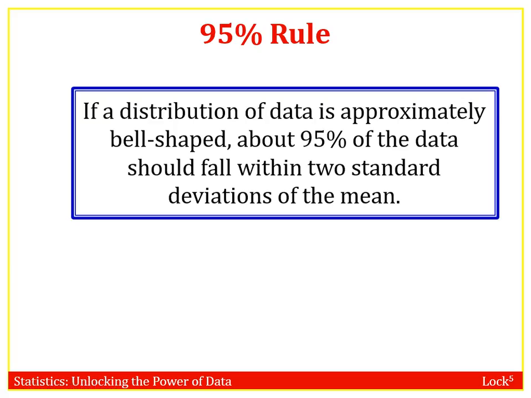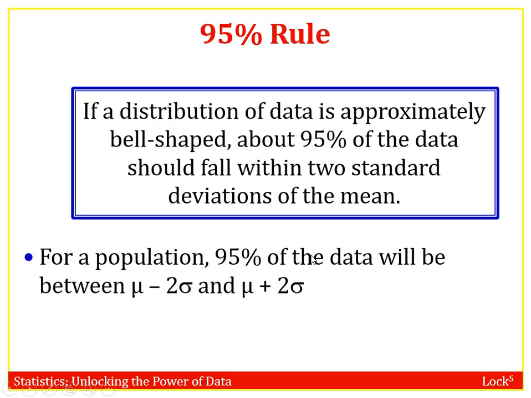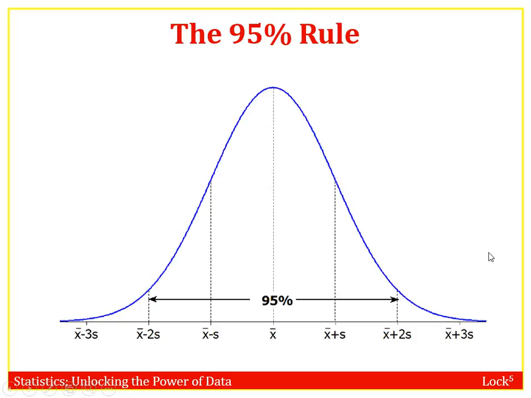95% of your data, if your data is bell-shaped, should fall within 2 standard deviations of your mean. So in other words, if you take your mean plus 2 standard deviations and your mean minus 2 standard deviations, in between those two numbers will be 95% of your data. So here's a visual looking at a bell-shaped graph. Here's your mean. You go 2 standard deviations above, you get this. 2 standard deviations below, 1, 2. In between these two numbers is 95% of your data.